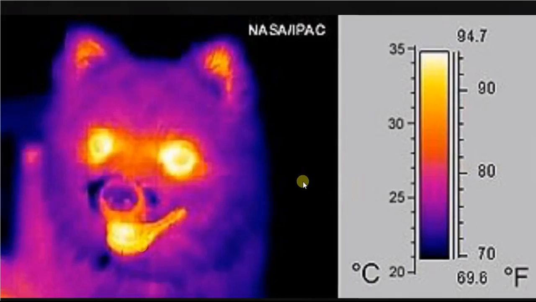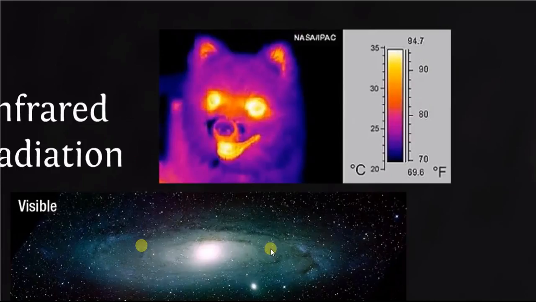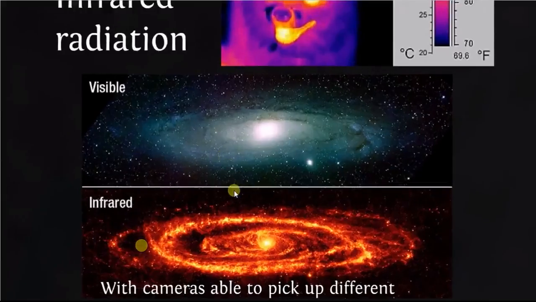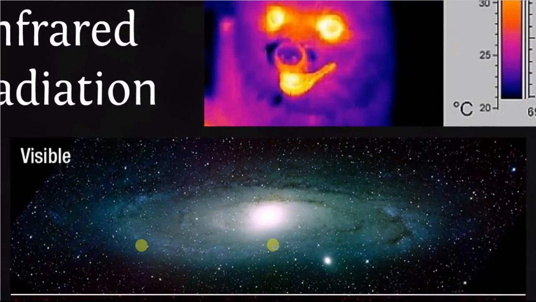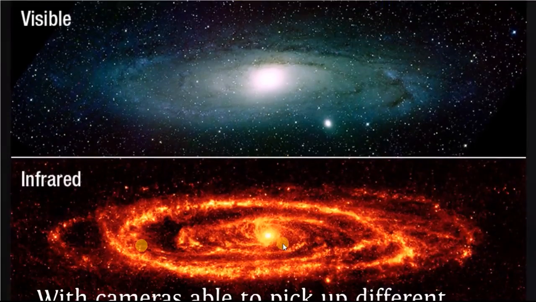Now we use different cameras to look at objects in space, distant galaxies, stars, many different things, because when we use the different cameras, it gives us different information. An example here is this galaxy. Up top, we have the visible light. This is what you would see with your own eyes. And then down here below, we have the infrared image of the same exact galaxy.